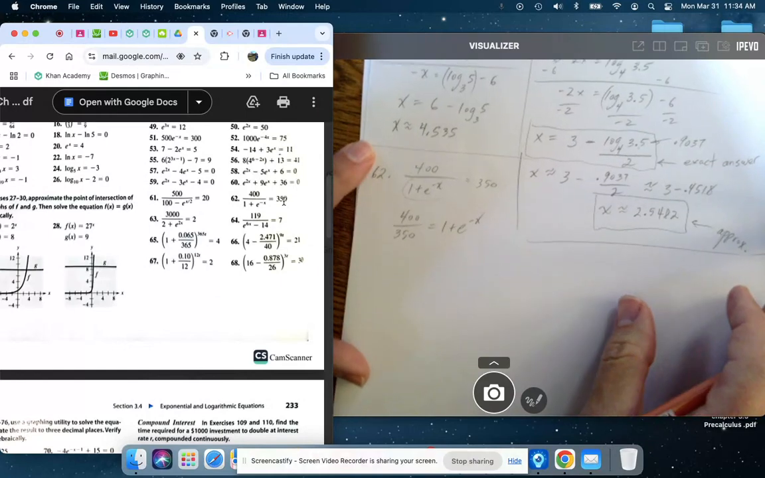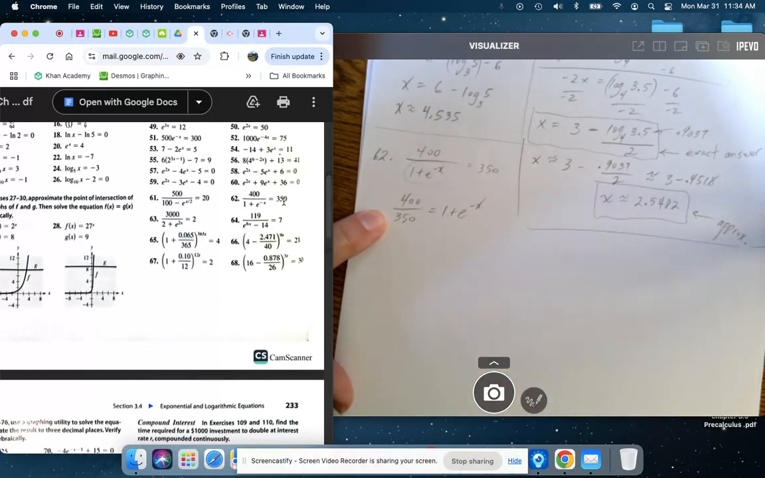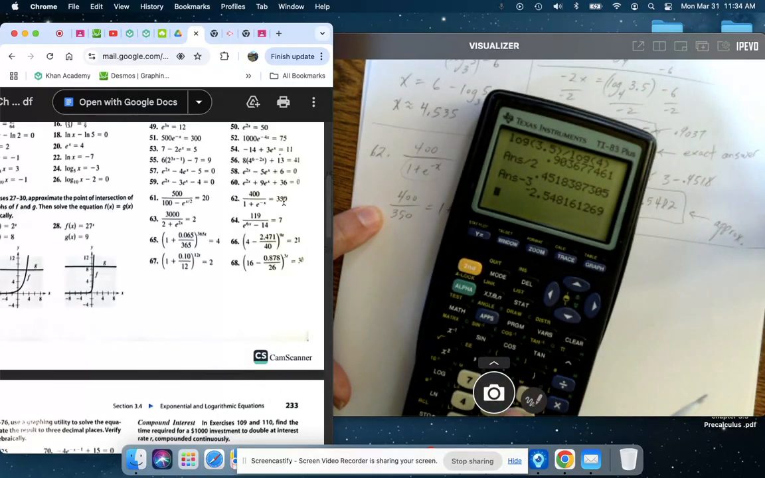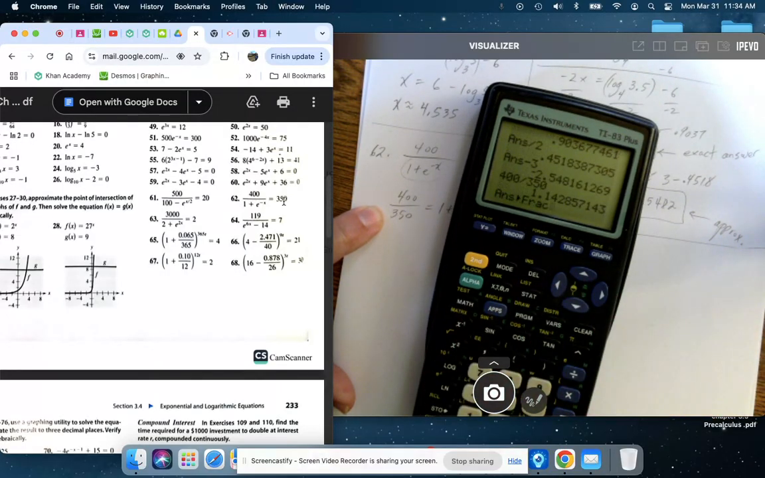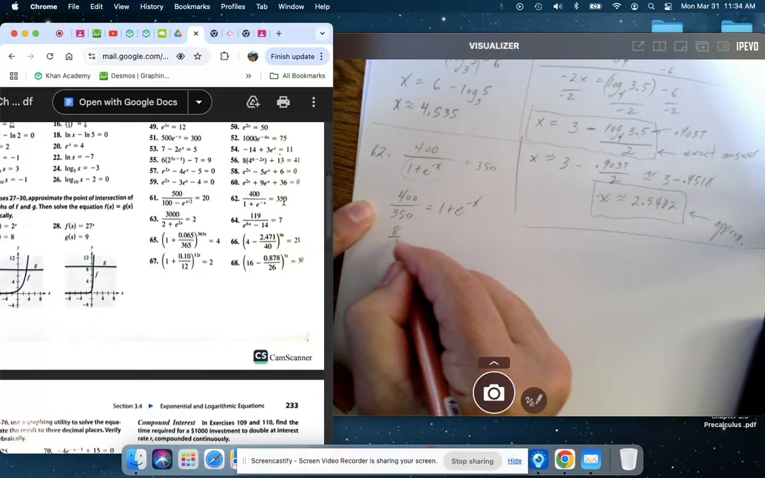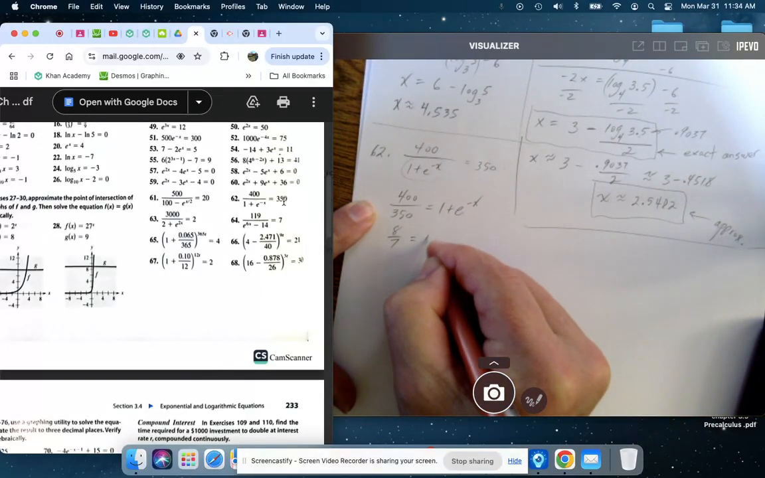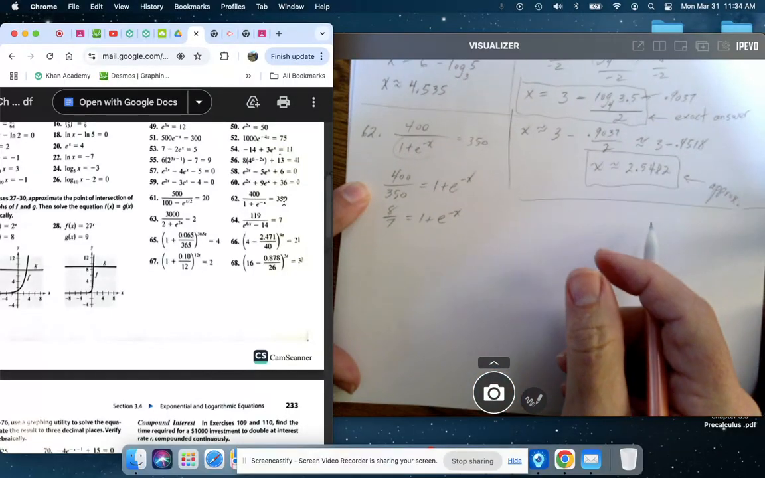Okay. Now I can reduce that. So 400 divided by 350 is that. I could do math bracket, as some say. 8/7. So that's 8/7. Okay.